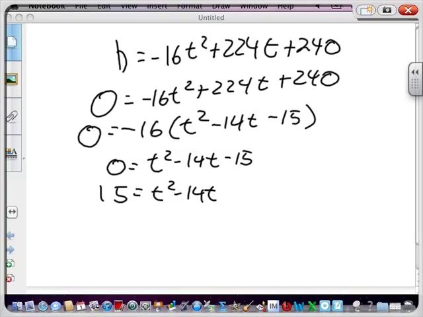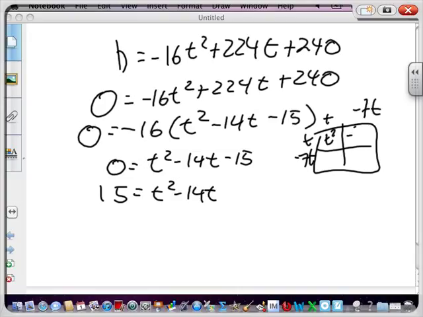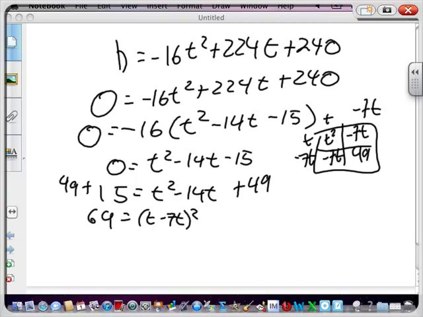I'm going to make my box. So I've got t and t. I've got 7, negative 7t, negative 7t. So I've got positive 49. This is what I'm going to add to both sides. That gives me 64 equals t minus 7 squared.